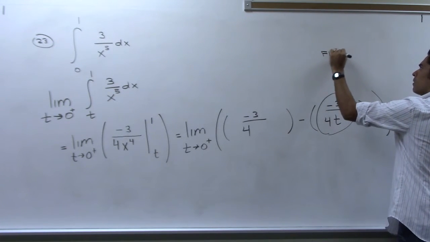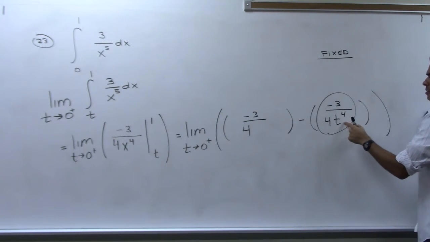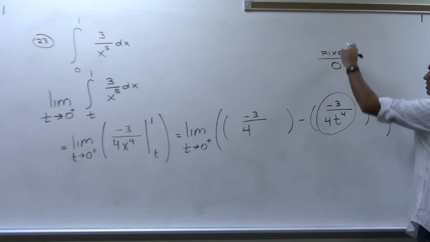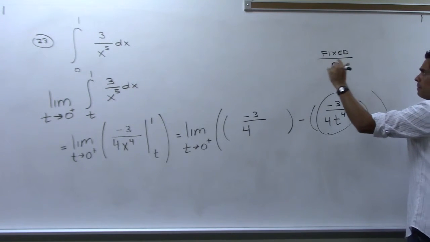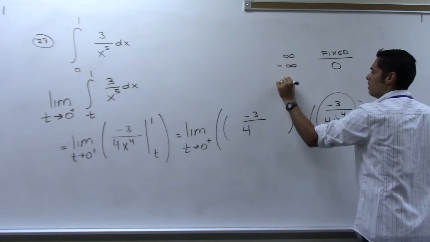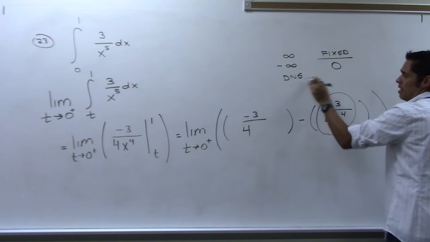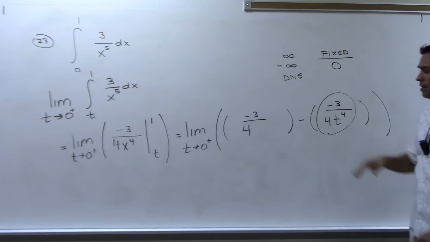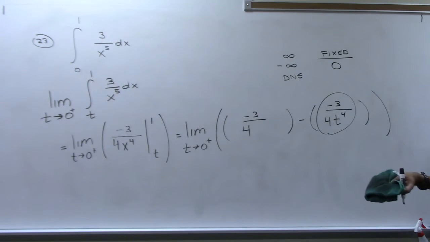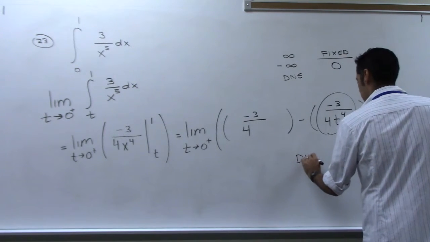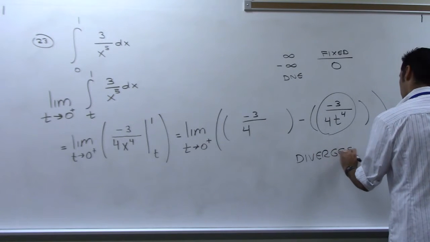on top over something that is heading to 0. And anytime we have a fixed number on top over something that's heading to 0, this thing is going to be heading to infinity or negative infinity, or the limit could not even exist. So either way you look at it, if it turns out to be positive or negative infinity, or does not exist, we can conclude that this limit, or this integral, is going to diverge, because we need this to go to a number for us to have an answer. So the answer is diverges because of that.